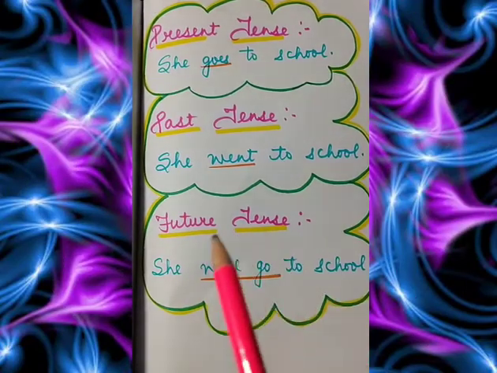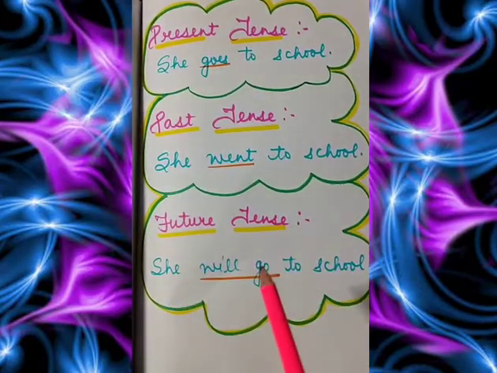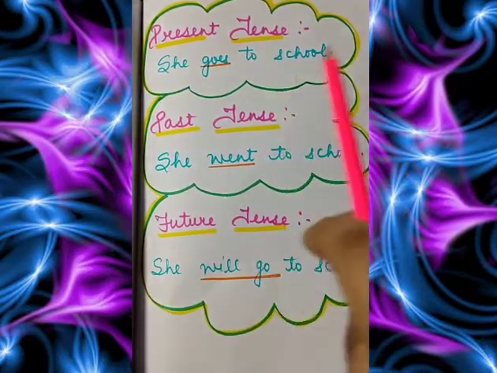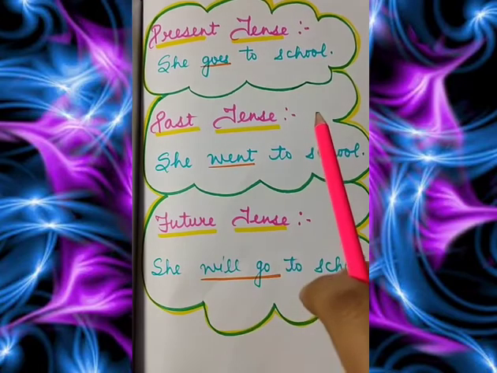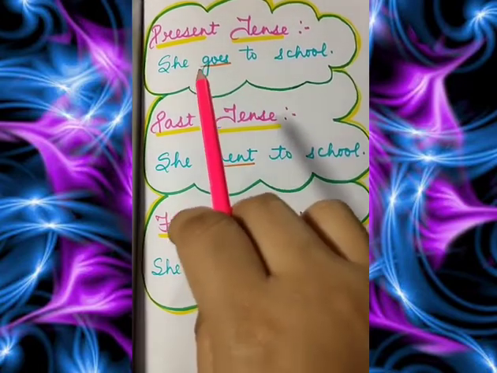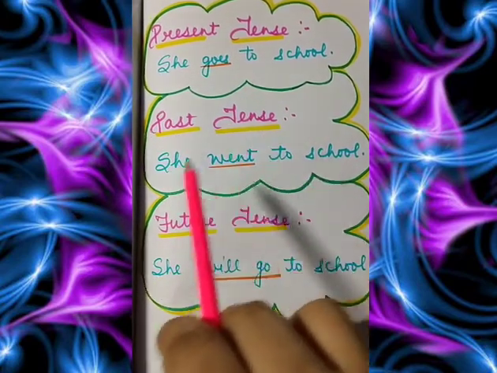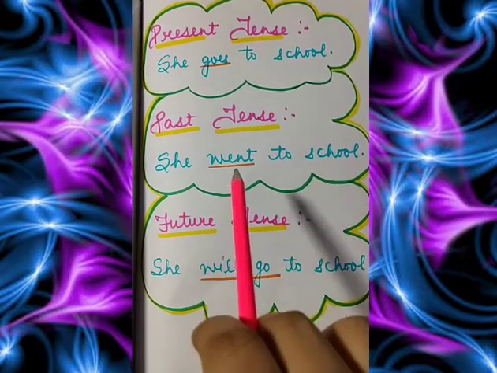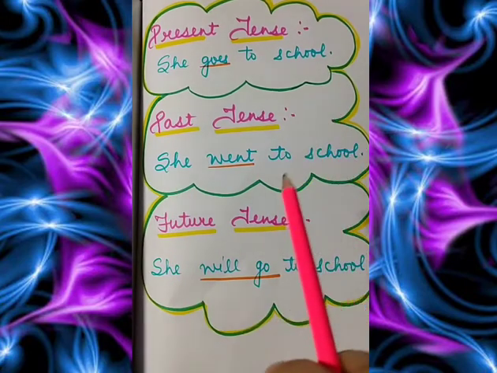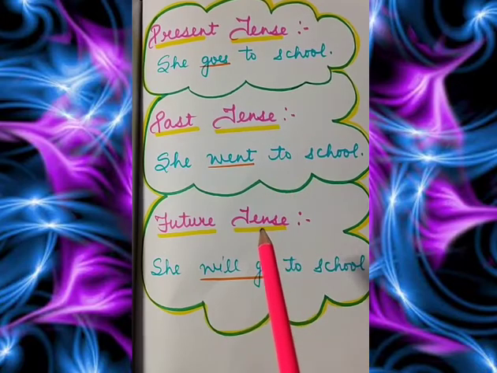Now my dear children, let me explain through one example about present, past and future. In the first sentence of present tense, she goes to school. This sentence shows that the action takes place at present. So it is the first form of the verb plus es. Next, past tense: she went to school. Went is the second form of the verb and this sentence shows that the action was completed, that she had already gone to school.